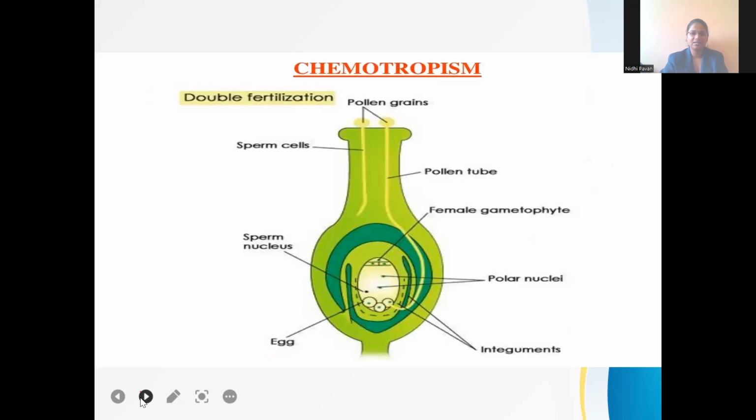chemotropism, as I said. So as you can see, these are the pollen grains. These pollen grains have to reach the ovary. So how will they reach? They will reach by certain chemicals released by the ovary. So these chemicals attract the pollen grains and make them come their way, towards it. Okay. So that is called chemotropism.